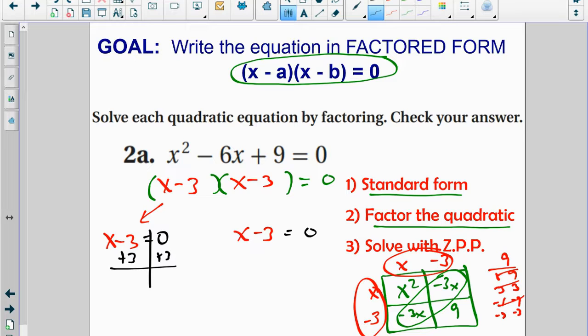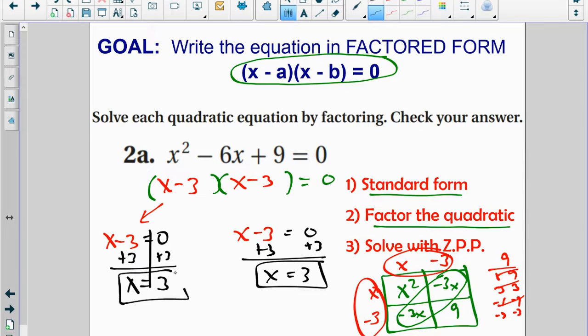And actually, I probably only have to solve it once because it's the same thing. I'm going to get the same solution because it's the same thing. Add 3 on both sides. So x equals 3 is actually a double root on this one. It's the only answer, but it counts as a double root. x equals 3.